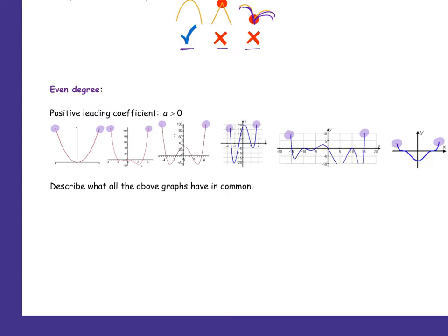So if I have an even degree, so I'm looking at my equation, and it's an even degree, so 2, 4, 6, 8, 10, right? Then the ends of my graph are always going to point, and A is greater than 0, which means it's not negative, right? It's always going to open up. The easiest way to say it is it opens up, right?